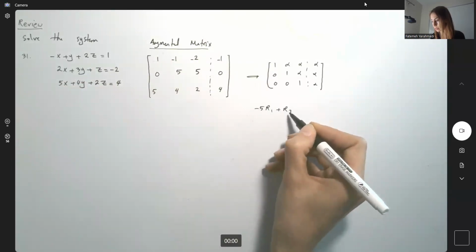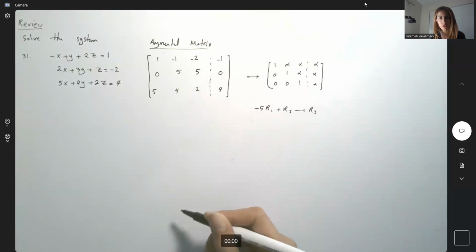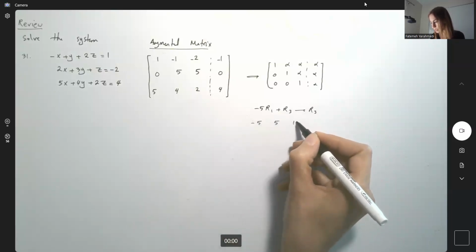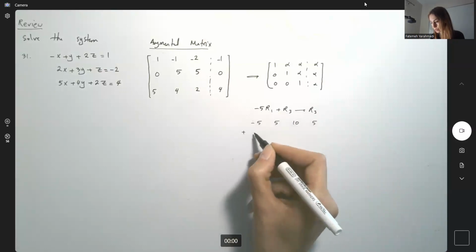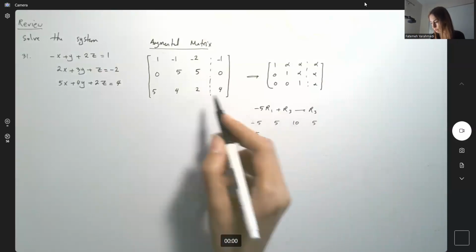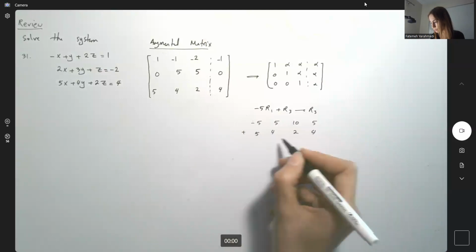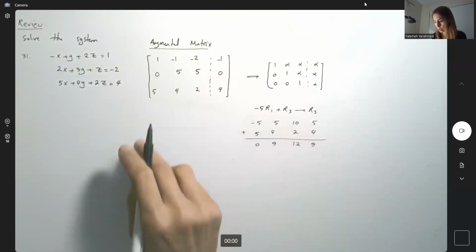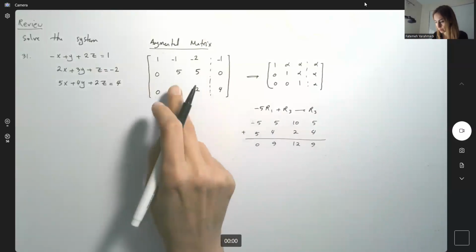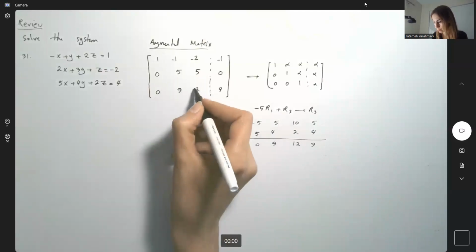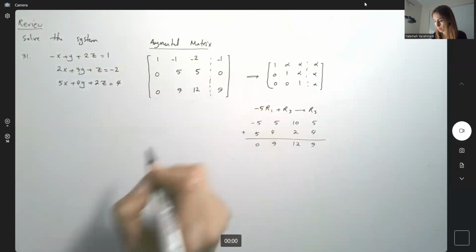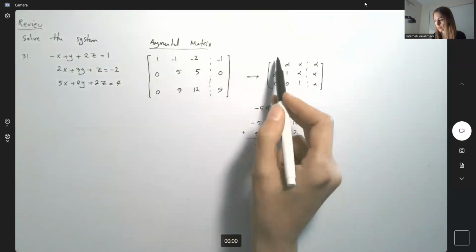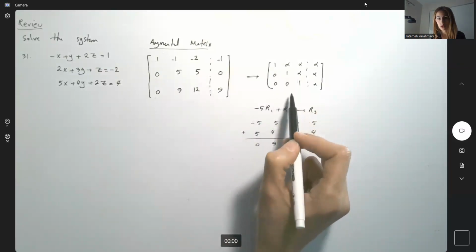Now for the third row, we're going to multiply the first row by -5 and add it to the last row. This is going to be your new last row. So -5, then 5, then 10, then 5, added to 5, 4, 2, and 4. So you get 0, 9, 12, and 9. Very good. So far, so good. We're done with the first column. We're moving on to the second column.